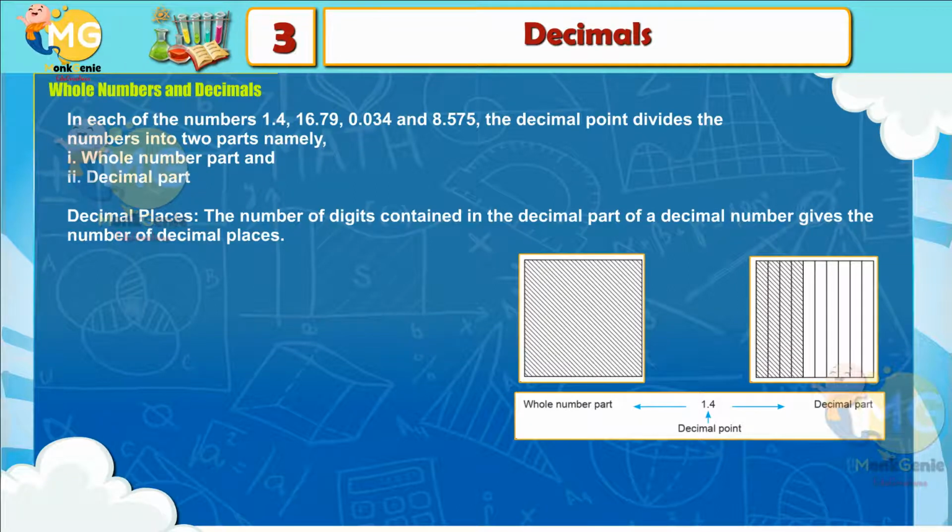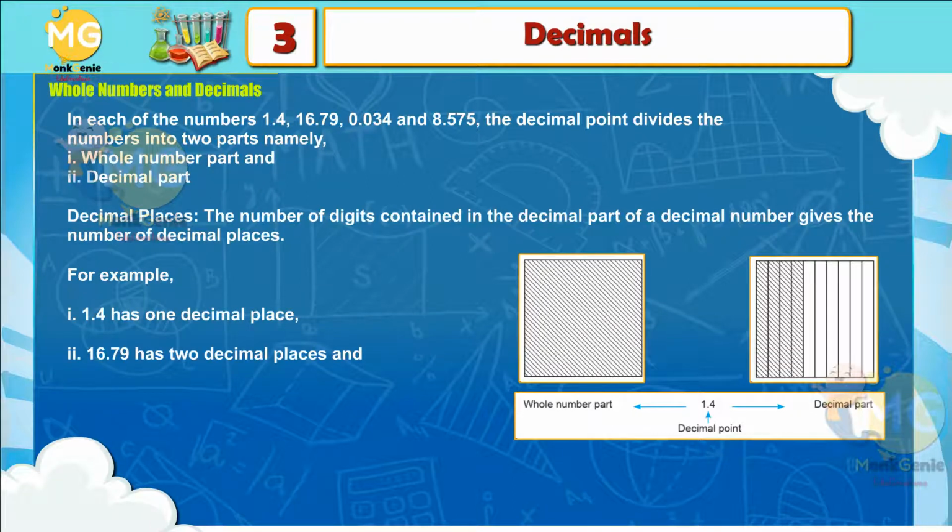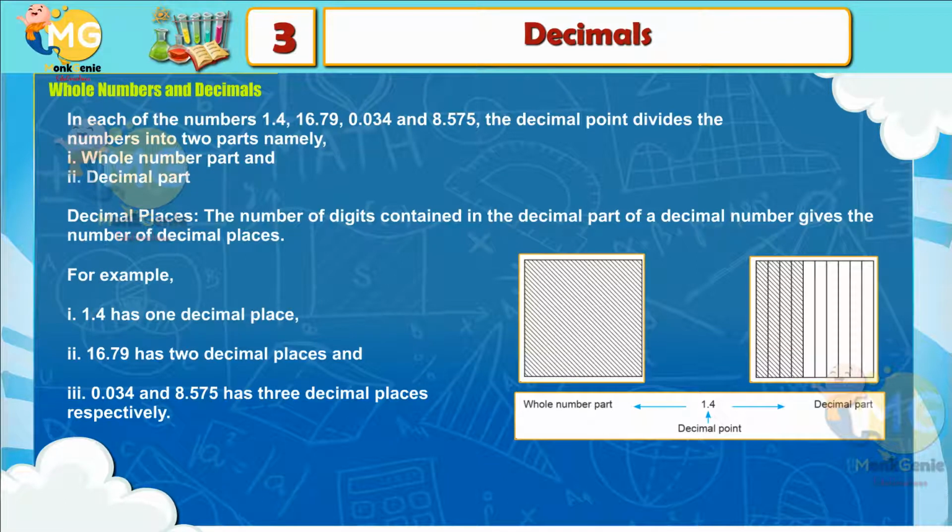Decimal places. The number of digits contained in the decimal part of a decimal number gives the number of decimal places. For example, 1. 1.4 has 1 decimal place. 2. 16.79 has 2 decimal places. And 3. 0.034 and 8.575 has 3 decimal places respectively.